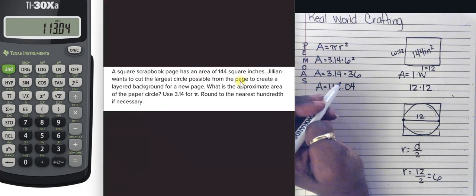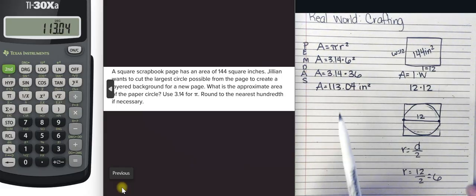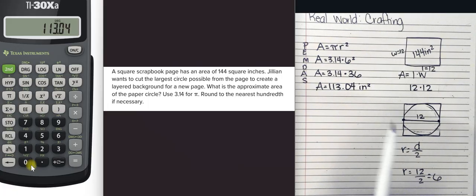And this is area. So remember, if we're talking about area, we need to have our unit and it is going to be squared. So the largest area that we can get out of here, the approximate area of the paper circle, is going to be 113.04 square inches.